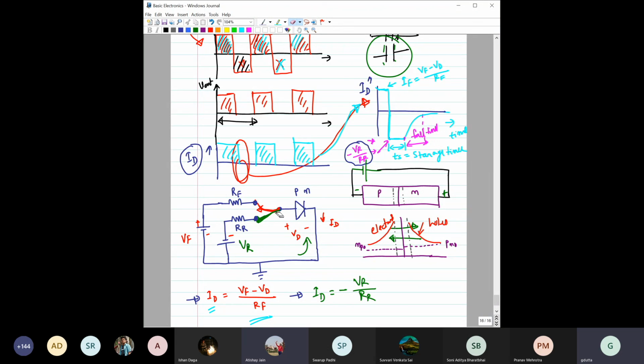In the second half, you are asking why we are not writing VD here. Could you please tell me why you should write a VD? Sir, because you are saying that instantaneously it will not go to 0. Which one cannot go to 0? The diode voltage, yes sir.